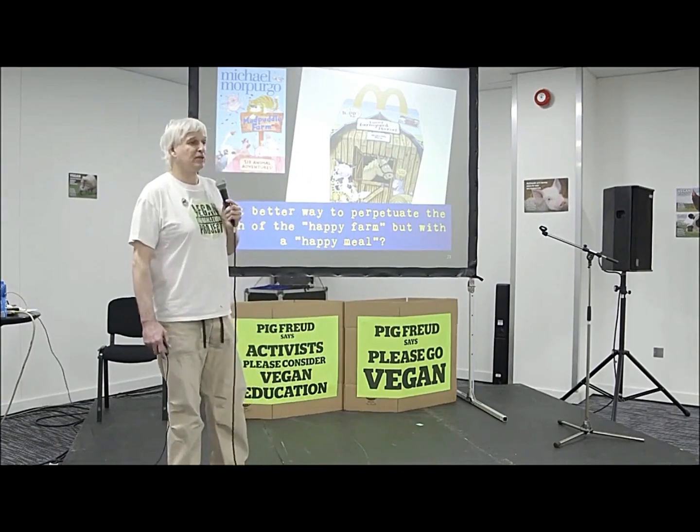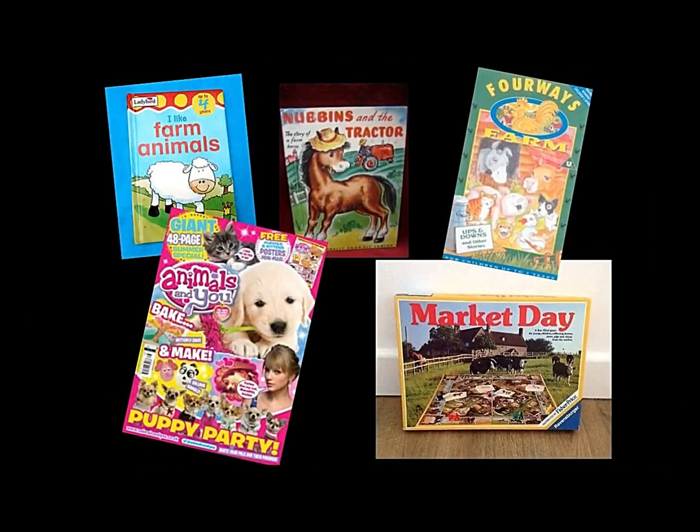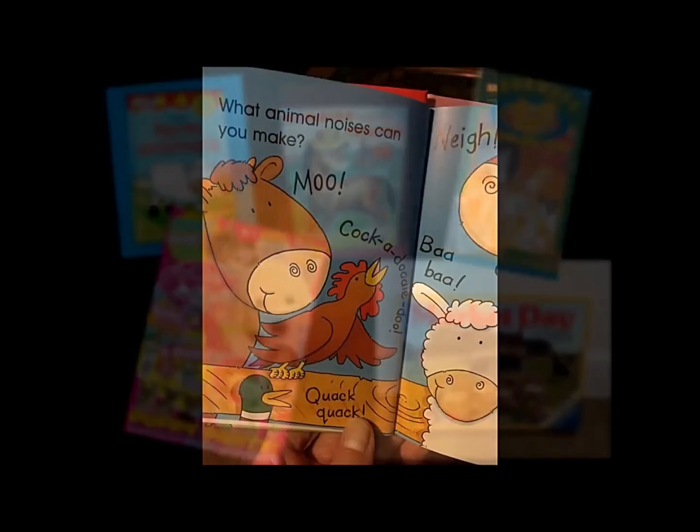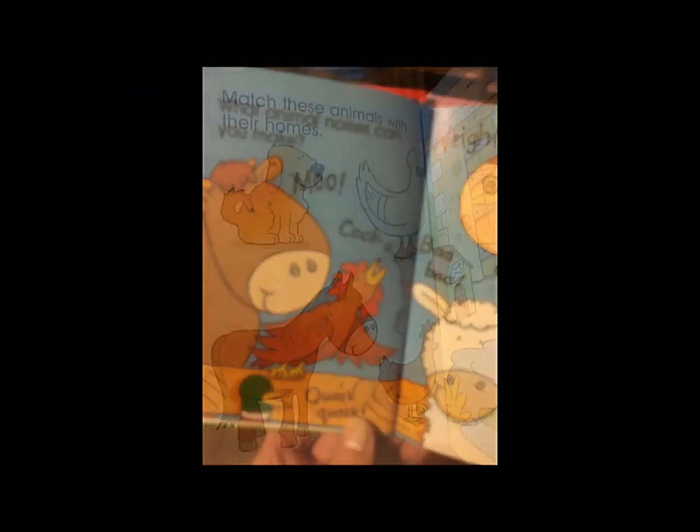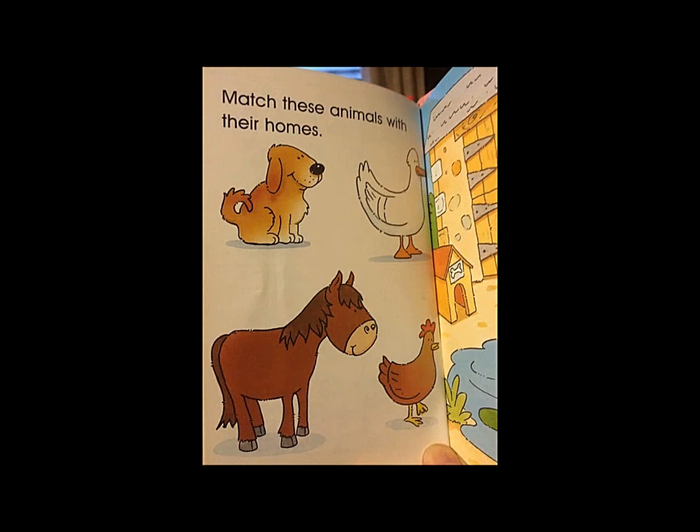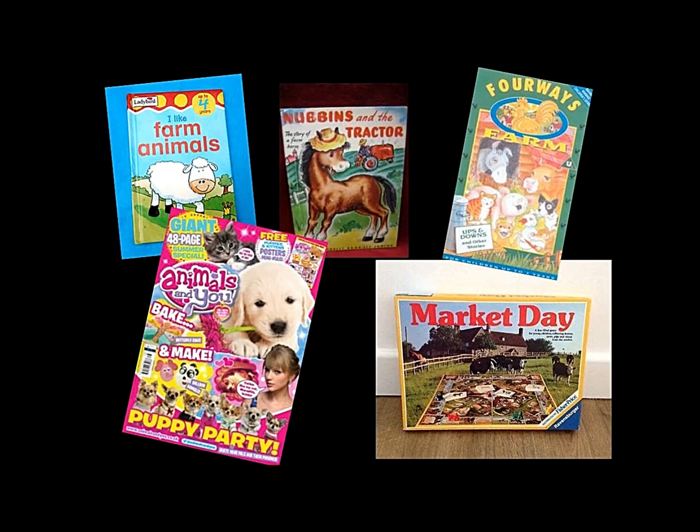Okay, just to finish off really, some other publications that I looked at. Some of the very basic ones are really kind of getting the kids to say what animals say. What does a cow say? What does a dog say? That kind of thing. However, the narrative of these books can get quite complicated fairly quickly. The one in the middle there, Nubbins and the Tractor, that's a fascinating book. It's about animal property. It's about the transfer of animal property from one human being to another.